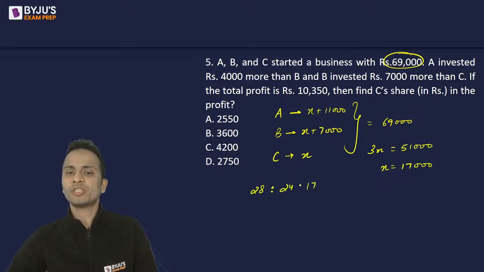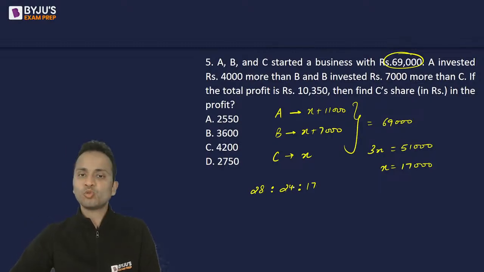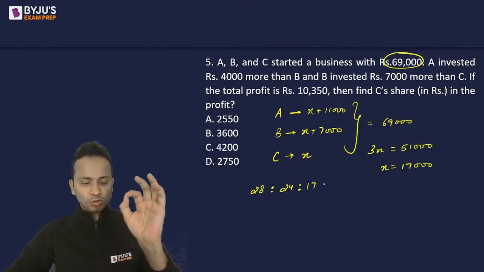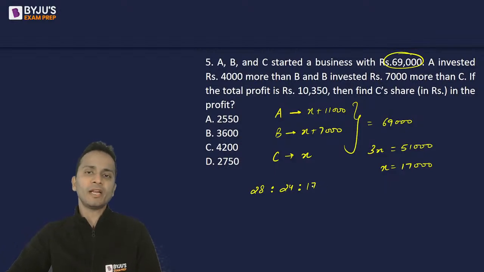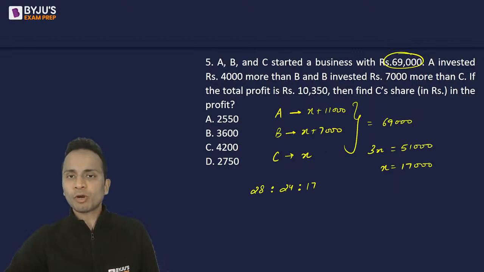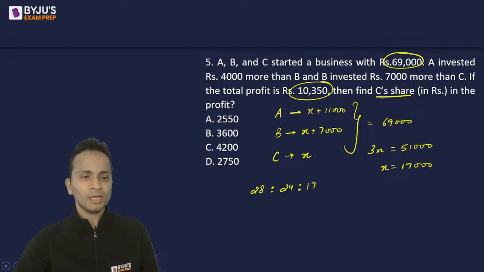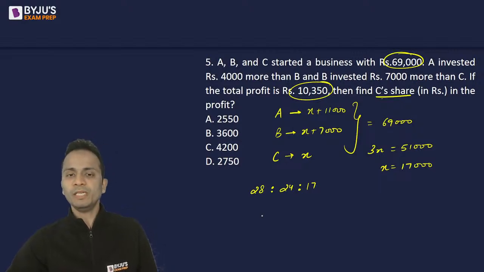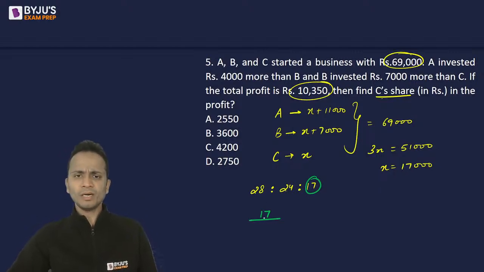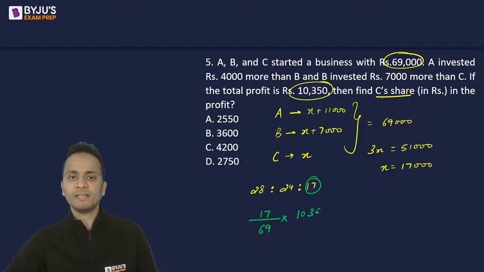So the ratio in which the money is invested is 28 is to 24 is to 17. So the only important thing here is to obtain the ratio in which the money has been invested. All right. Our total profit is 10,350 and we have to find the share of C. So the share of C will be part of C, which is 17, divided by 28 plus 24 plus 17, 52 and 17, 69, multiplied by the total profit, that is 10,350.